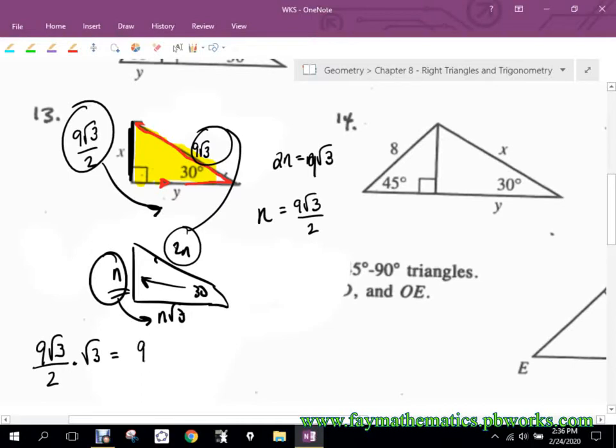So that's going to give me 9. What's radical 3 times radical 3? It's going to be radical 9, which is 3 itself, right? And then it'll be 2 times my 1, so 2. So I get 27 over 2 will be that distance there. 27 over 2.